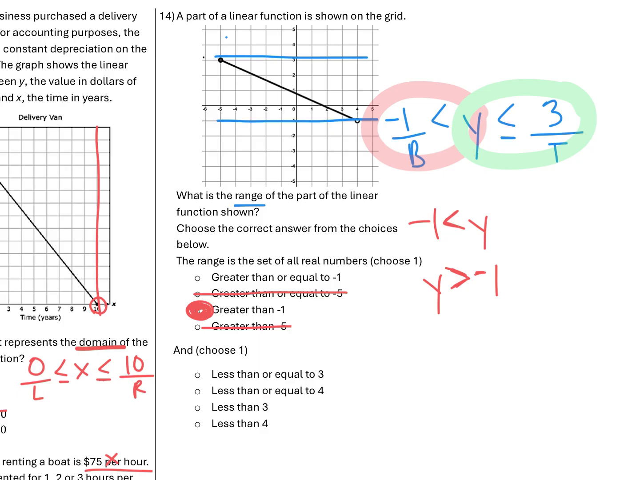On this second piece, this just says Y is less than or equal to 3. And I actually have that choice right here. You don't want to choose 4. That was on the domain.